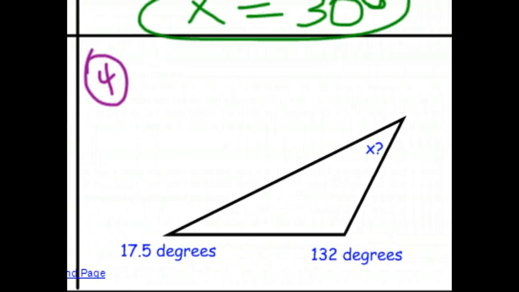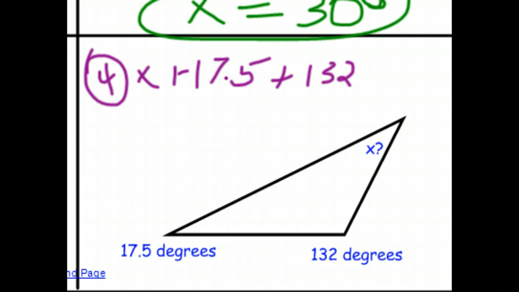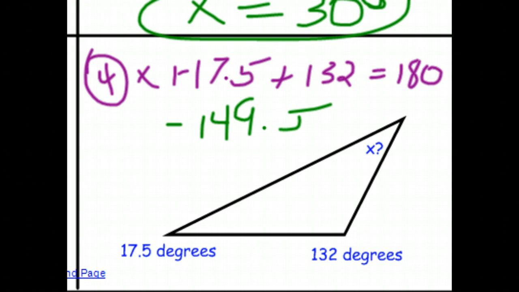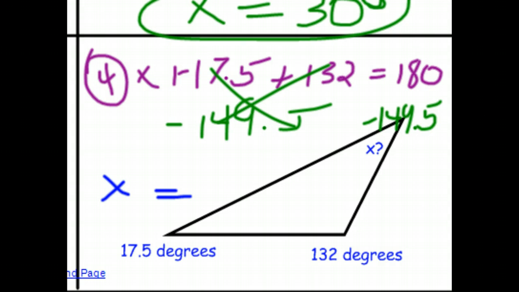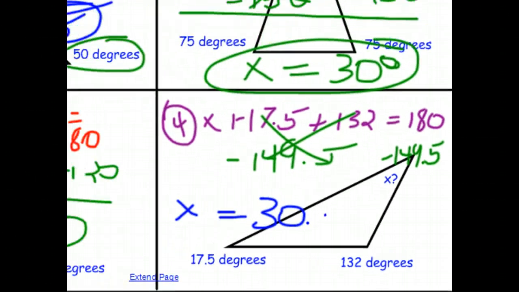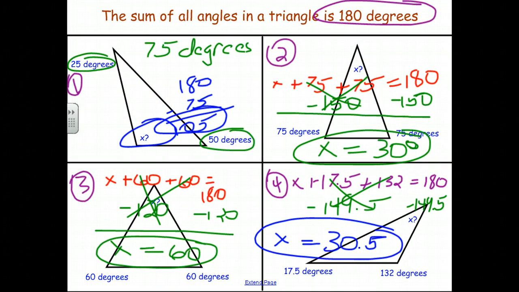And finally, for number four, x plus 17.5 plus 132 equals 180. Now 17.5 plus 132 is 149.5. So I'm going to subtract away 149.5 from each side. That will take care of both the 132 and the 17.5. Take those both away, you're left with x equals 180 minus 149.5, which gives you 30.5 as the degree measurement of the missing angle.